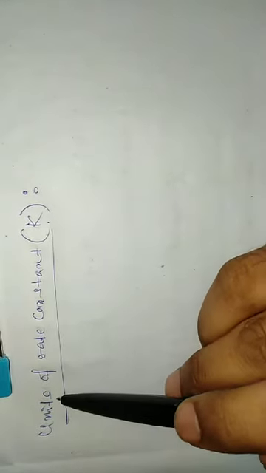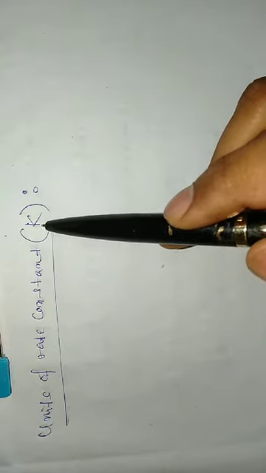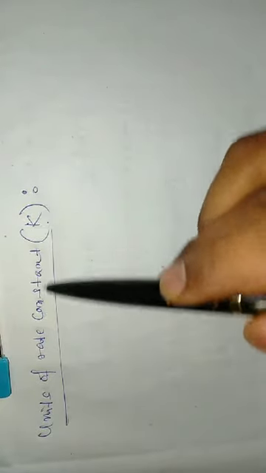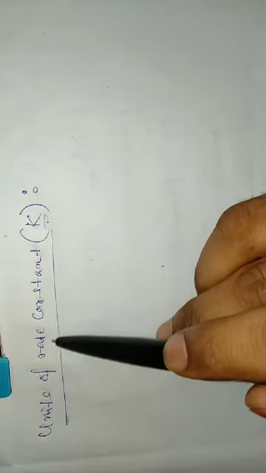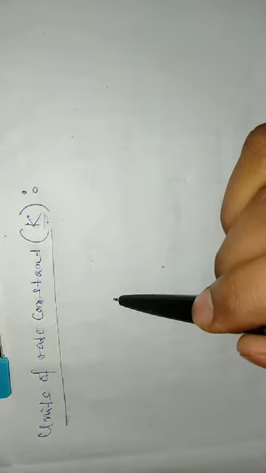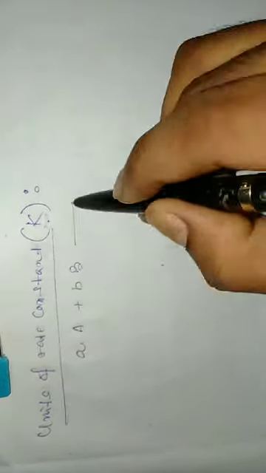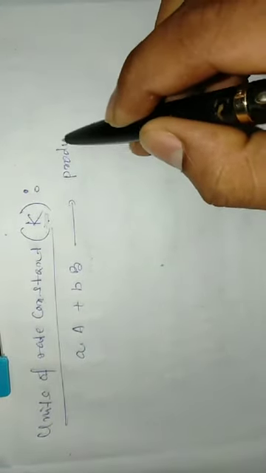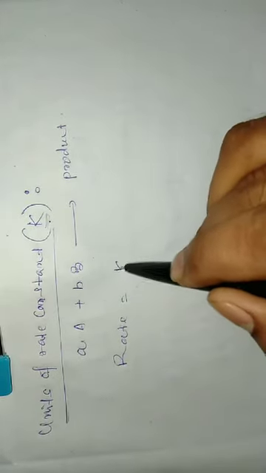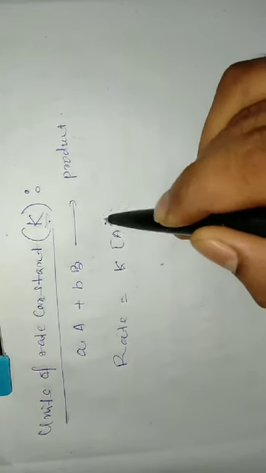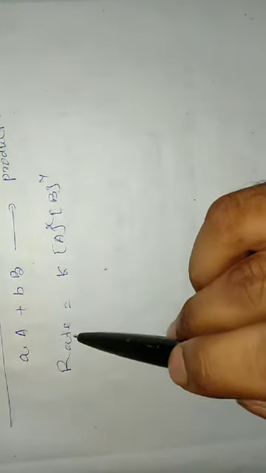So for a particular reaction, what will be the unit of rate constant k? The unit of k for a particular reaction depends on the order of the reaction. For example, let us consider a reaction: a moles of A react with b moles of B to produce the product. For this reaction, let us consider the rate expression: rate equal to k into concentration of A to the power x, concentration of B to the power y. So this is the rate expression for this reaction.